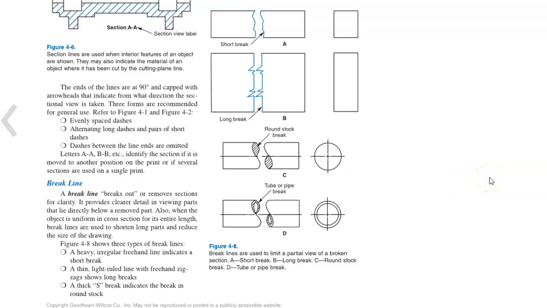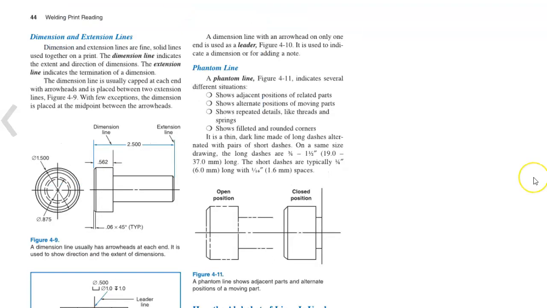A heavy, irregular freehand line indicates a short break. A thin, light ruled line with freehand zigzags shows long breaks. A thick S break indicates the break in round stock.